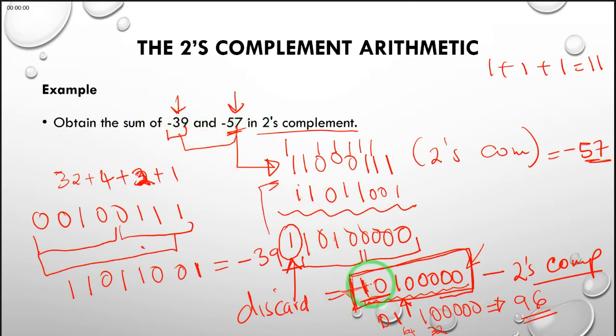But for us to represent this negative sign in 2's complement, this number represents the 2's complement of 96. So this number is equivalent to negative 96. So that is the final answer for that procedure.